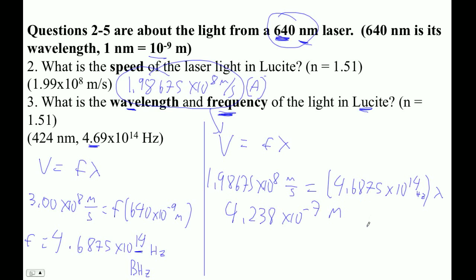Which would be 423.8 times 10 to the minus 9th meters to keep it in nanometers, right? So that's why it says 424 nanometers, right? And nanometers is a standard way to talk about light waves. We always talk about it as nanometers. That's why I kept it in nanometers. You don't have to. This is just a fine answer.